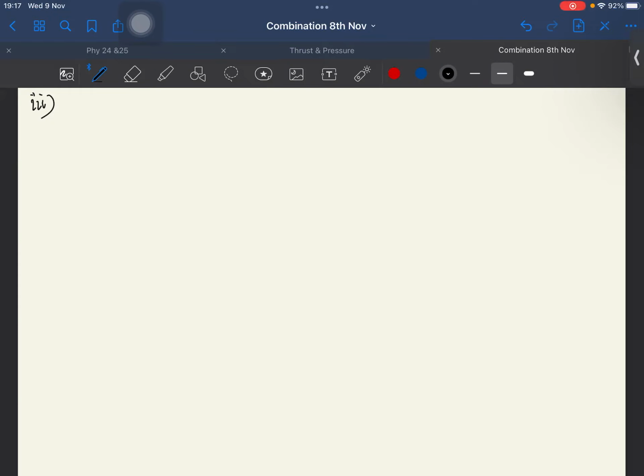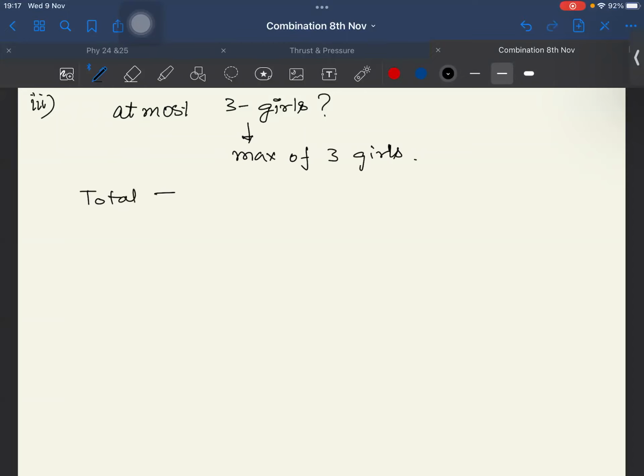So what's the third part? At most 3 girls. What's the meaning of at most 3 girls? Maximum of 3 girls, right? There are a total of how many girls? Total how many girls are there? 4.